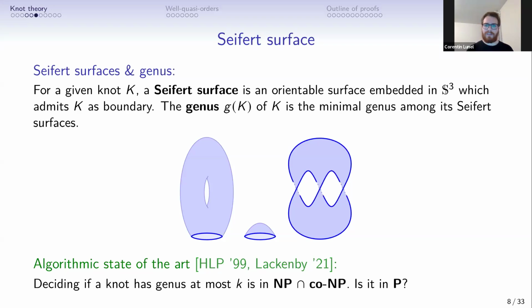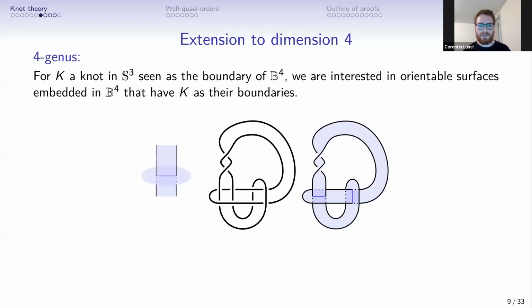And now we can come to the space of what we do. We want to allow the surfaces, the Seifert surfaces, to be pushed into the 4-dimensional space. So what I mean is that you can see S3 as the boundary of the 4-dimensional ball B4. And then you can look at orientable surfaces whose interior is embedded into B4, and whose boundary is the knot that lives in S3. So it's quite complex to picture.